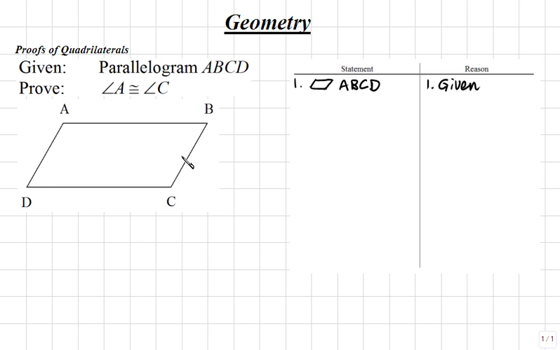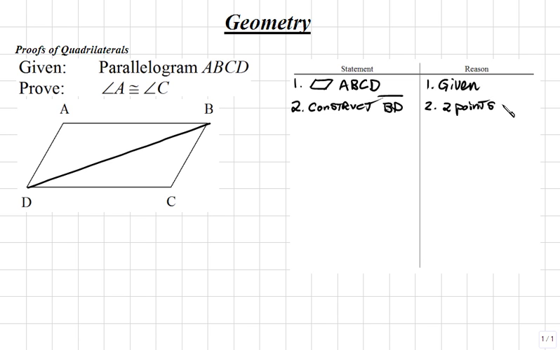So we'll connect points D and B together. So drawing our segment, we now have drawn this segment. So our statement will be construct segment BD. We can do this because 2 points determine a line.